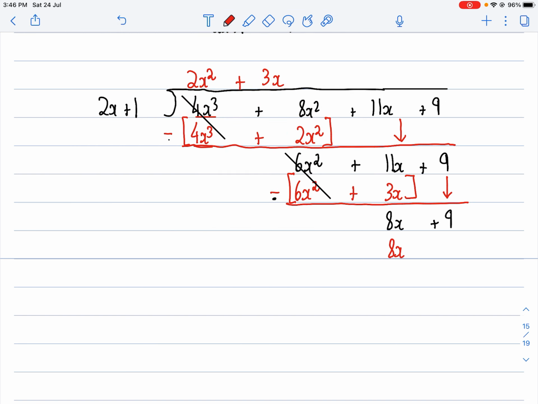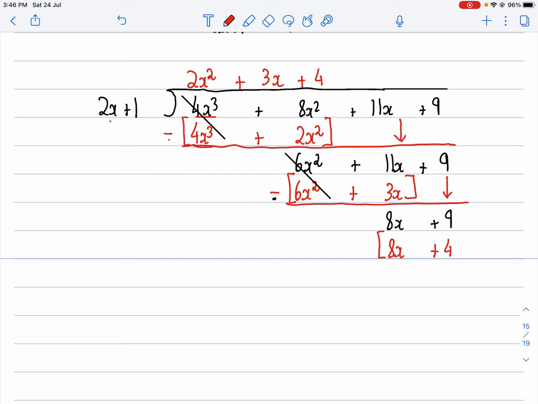So what should I multiply to 2x to get an 8x? I can simply multiply 2x by 4. Because 2x into 4 is 8x. And now when I do 1 into 4, I get my answer basically as 4.